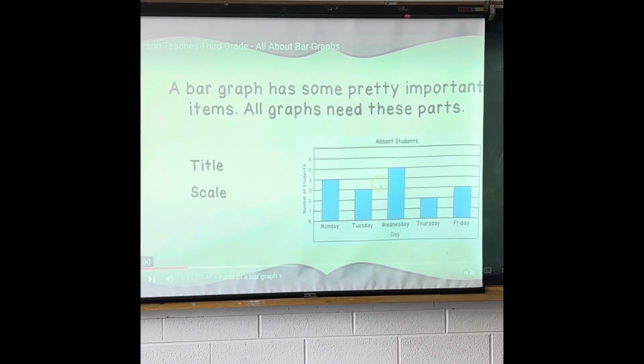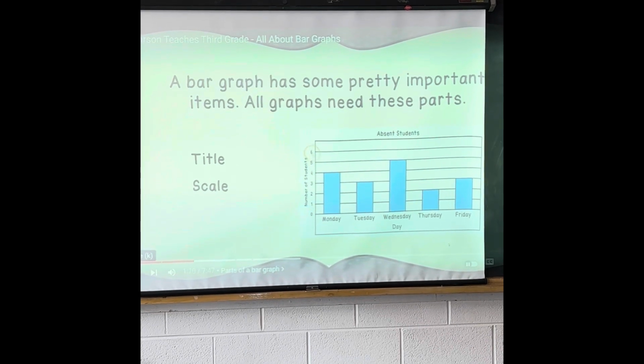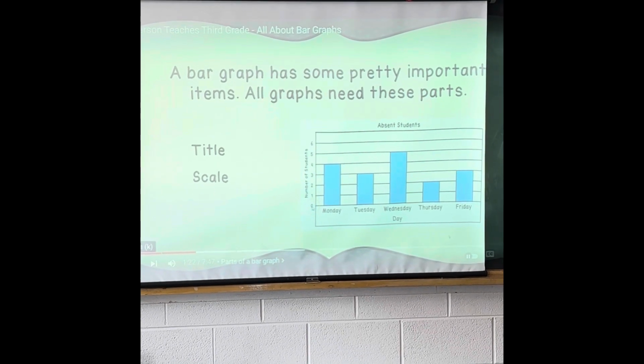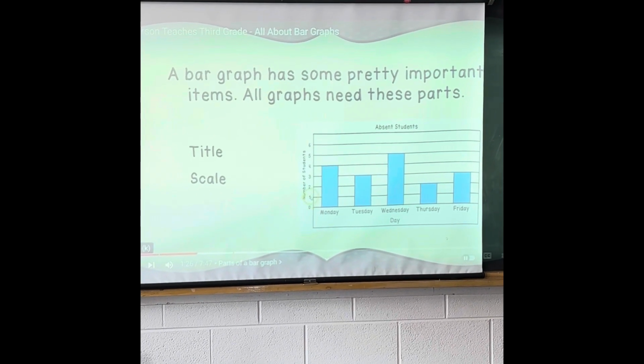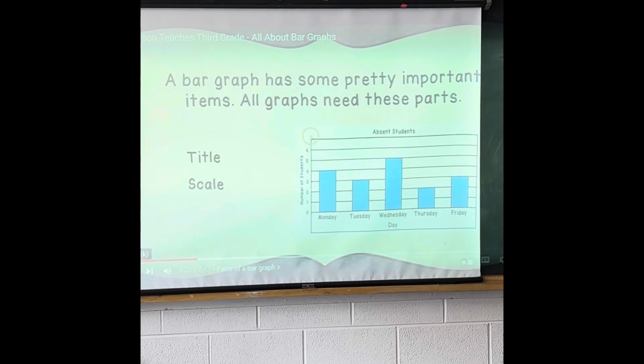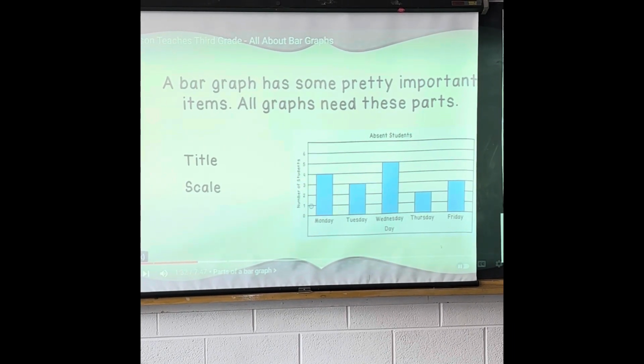We also need to have a scale. Those are the numbers that, depending on if it's horizontal or vertical, will depend on where they are. That tells you what each one of these lines is worth. So in this particular case, it goes 1, 2, 3, 4, 5, 6, all the way up. So each line is going to be worth one student.